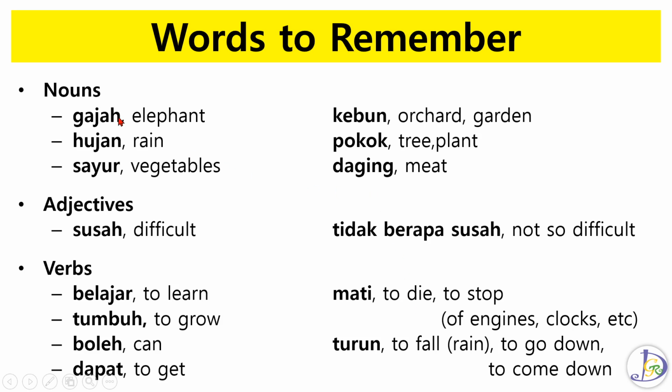Words to remember. Nouns. Gajah, elephant. Hujan, rain. Sayur, vegetables. Kebun, orchard or garden. Pokok, tree, plant. Daging, meat, any meat. Adjectives. Susah, difficult or hard. Tidak berapa susah, not so difficult.